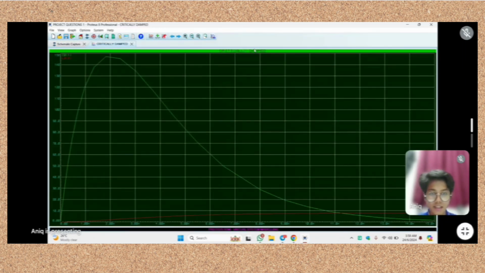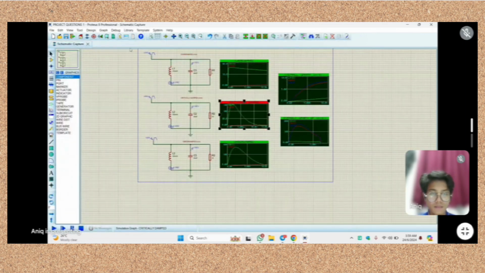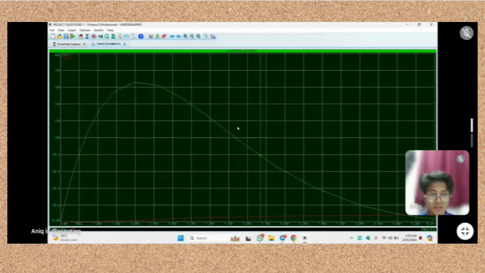For the critically damped, you can see here the green line indicates the voltage and the red line indicates the current. For the underdamped, also the same: the green line indicates the voltage and the red line indicates the current.